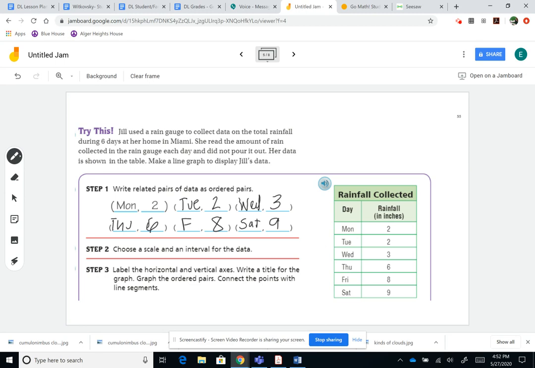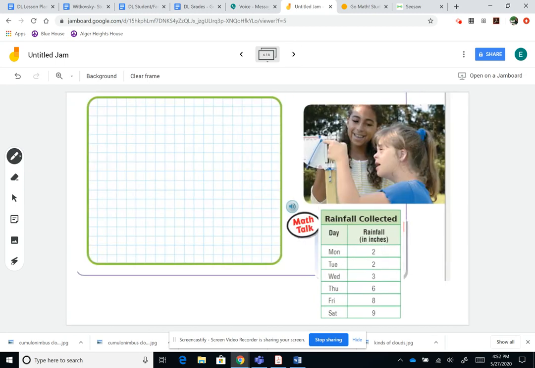Step 3 says label the horizontal and vertical axes, write a title for the graph, graph the ordered pairs, connect the points with segments. Okay, so we're going to bounce back and forth again. Here we go. So if you look at this, we actually have quite a bit. I'm going to very carefully, oh my gosh, that looks so good. Wow, I'm super impressed with myself for that.